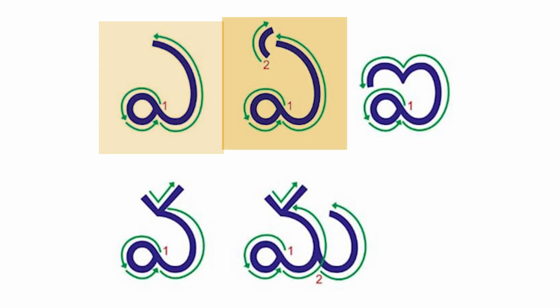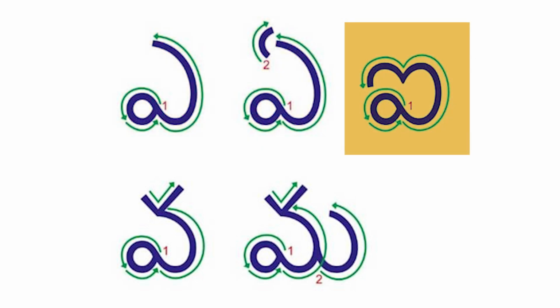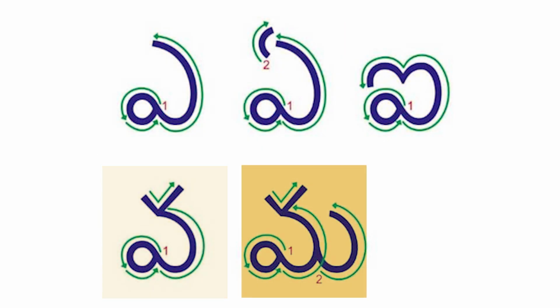A, I, Va and Ma. I'll repeat once again. A, I, Va and Ma.